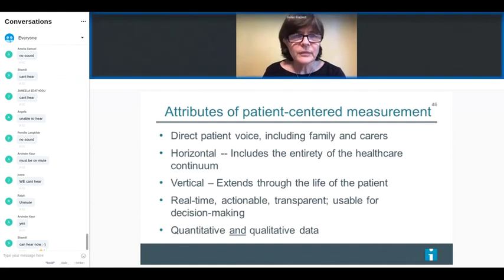So what makes a measure patient-centered? There are a lot of attributes. They don't all apply to all measures, and some apply to measurement in general. I'll just go through these quickly. Probably the most important is the direct patient voice, which should include the family and carers, especially in instances where the patient has died or is unable to respond. That's information we often don't capture now.